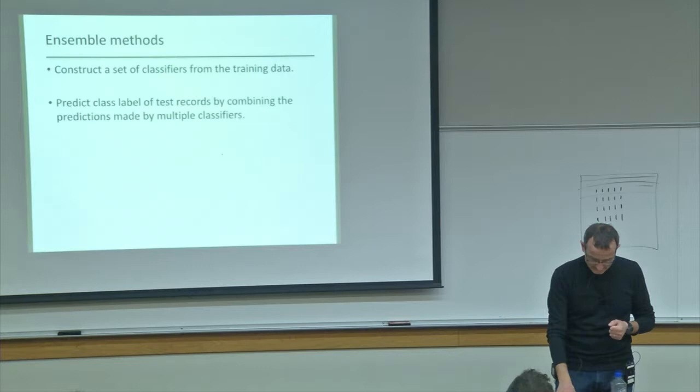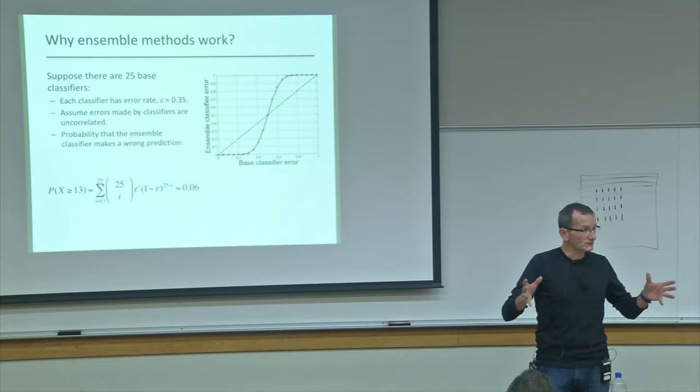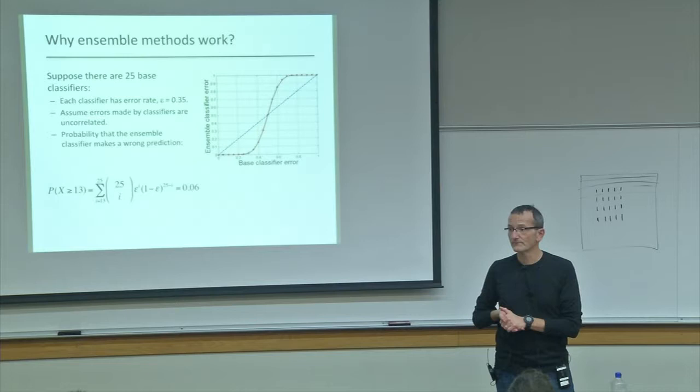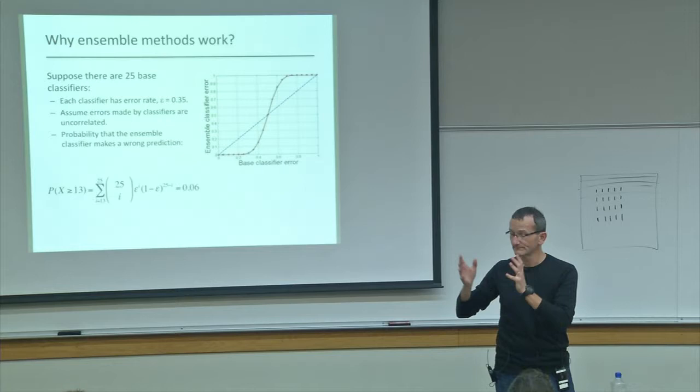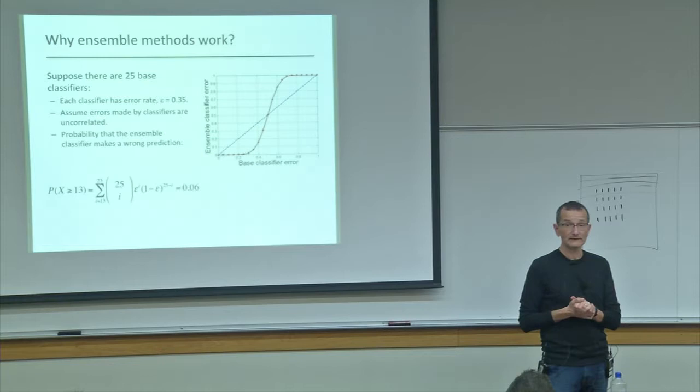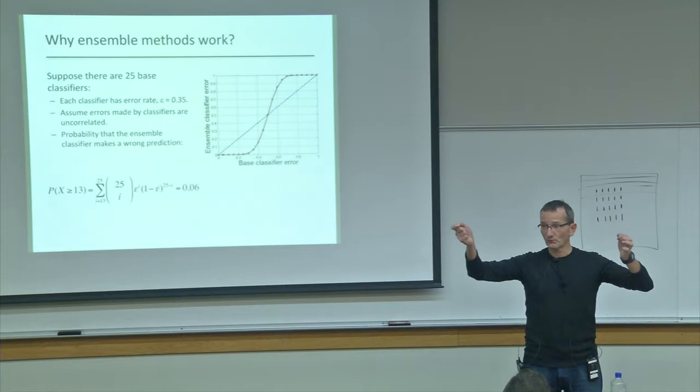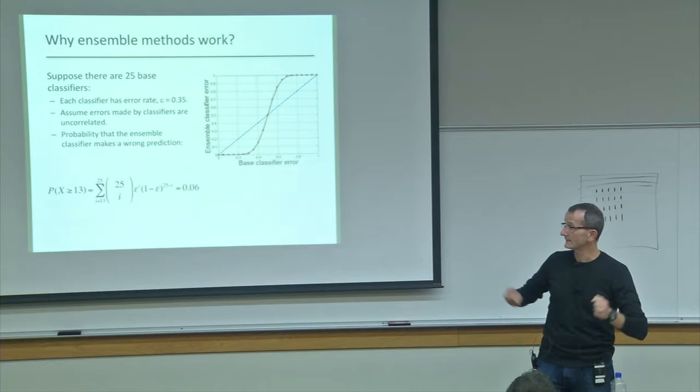Suppose there are 25 base classifiers, so I have 25 individual classifiers, and each classifier has an error rate of 35%. In other words, 65% of the time it is accurate. Assume the errors made by the classifiers are uncorrelated, meaning there's no correlation between when two classifiers will make a correct or incorrect prediction. So those are independent classifiers.